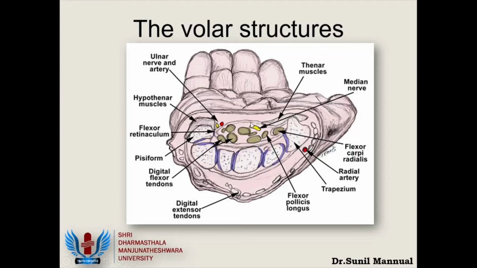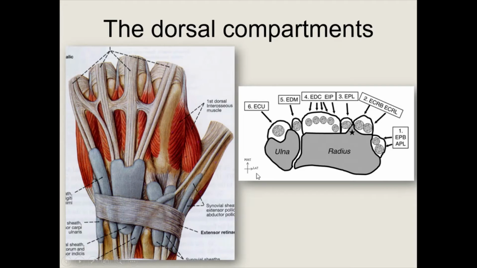And coming to the dorsal side, you can see all this lot of tendons. You will appreciate that the nerves and the blood vessels are all on the volar side, but on the dorsal side you don't have much of nerves and blood vessels. You have a lot of tendons on the dorsal side.